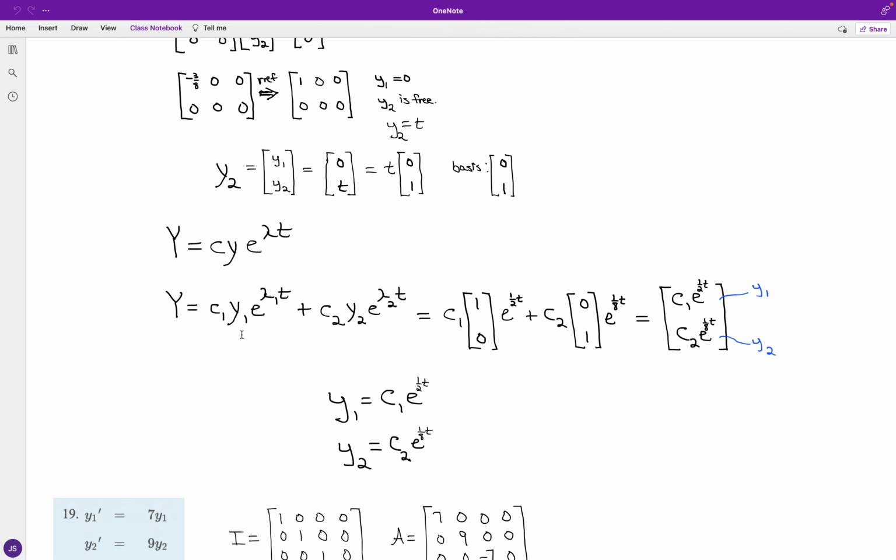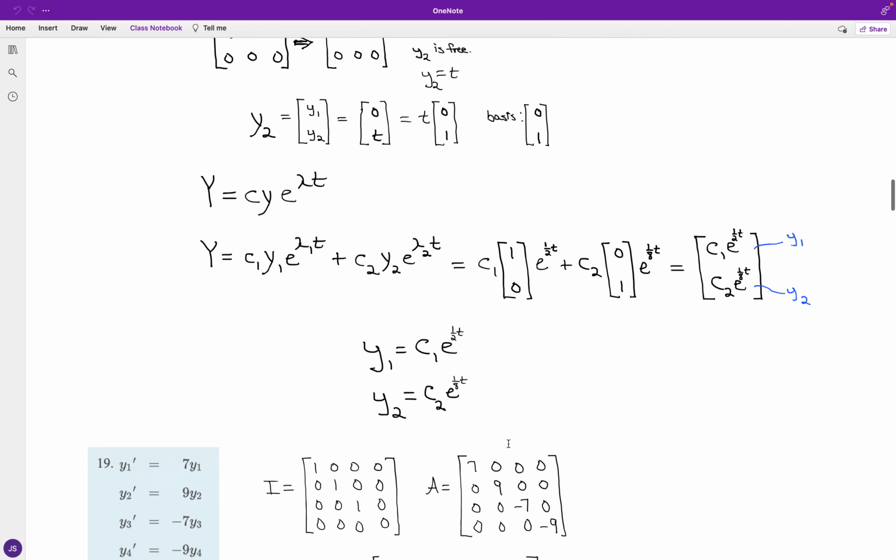And just looking at what we have for the solution set in y, with our combinations regarding the two eigenvector-eigenvalue system, we have c sub 1 times the first eigenvector basis, which is 1, 0, times e to the first eigenvalue times t, plus c sub 2 times the second eigenvector basis times e to the second eigenvalue times t. Combining together, we end up with y sub 1 equal to c sub 1 times e to the 1/2 of t, and y sub 2 equal to c sub 2 times e to the 1/8 of t.